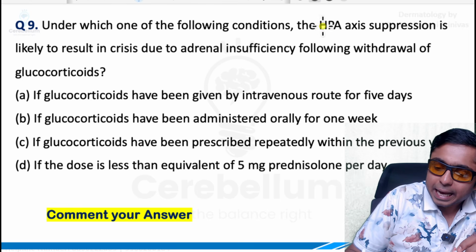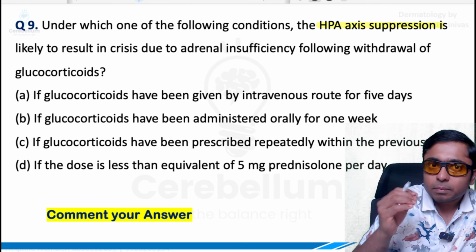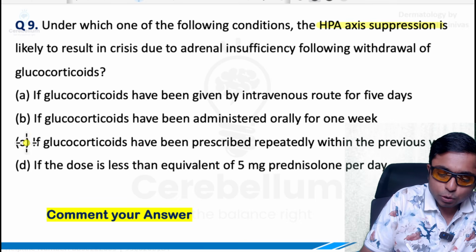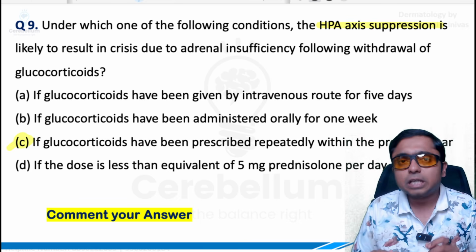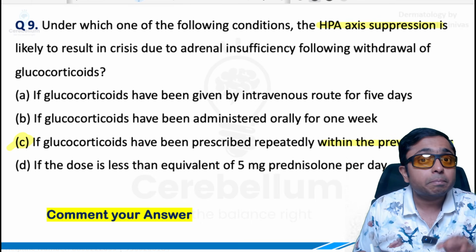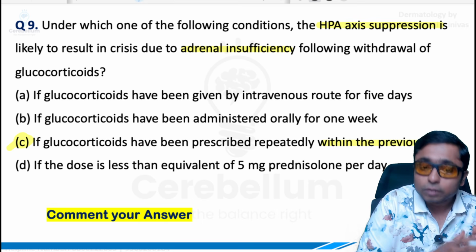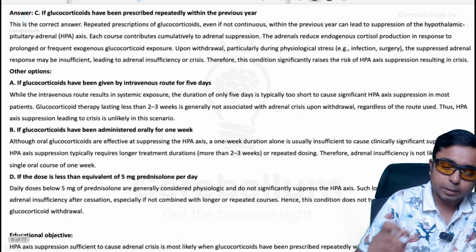First question, HPA axis suppression is going to result from which among the following options? So remember, if glucocorticoids have been prescribed repeatedly within the previous year, that is the main reason for adrenal insufficiency following the withdrawal of the corticosteroids, glucocorticoids.